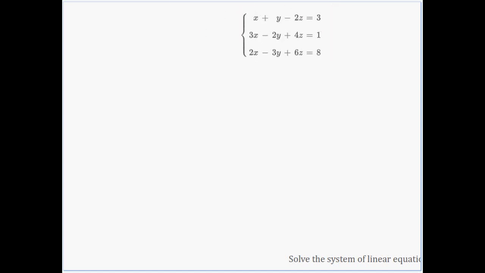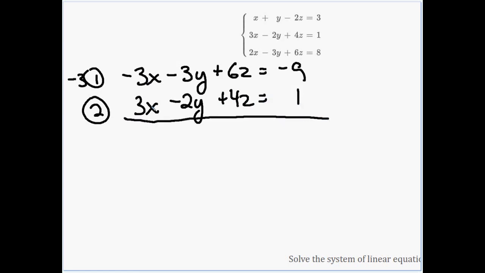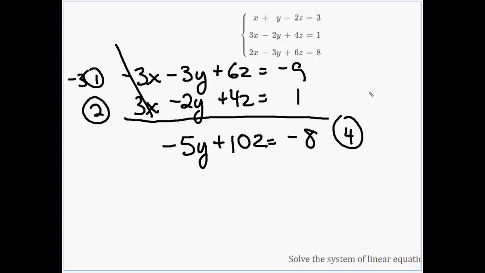So let's see. I'm going to do negative 3 times equation 1. So I'm going to distribute a negative 3. That'll be negative 3x minus 3y plus 6z equals negative 9. And right under that, I'm going to just copy equation 2. 3x minus 2y plus 4z is equal to 1. And I will add those equations together and get minus 5y plus 10z equals negative 8. I'm going to call this equation 4.